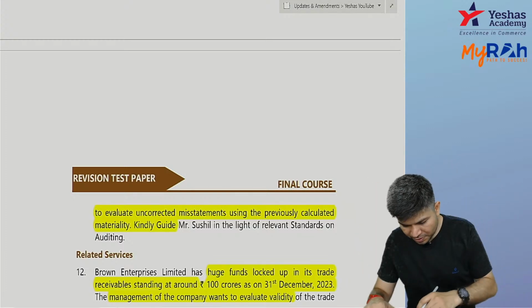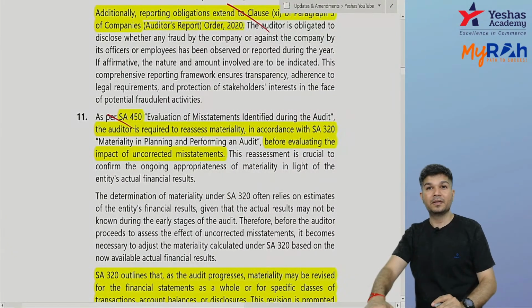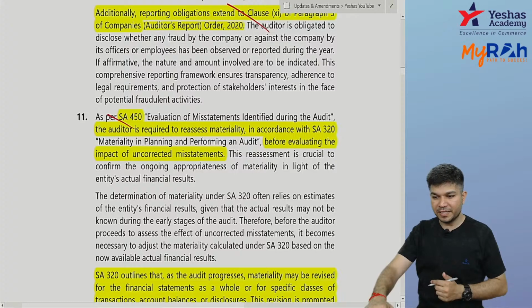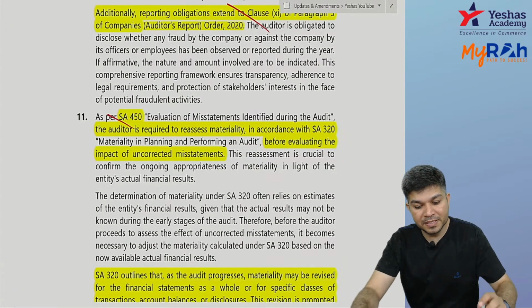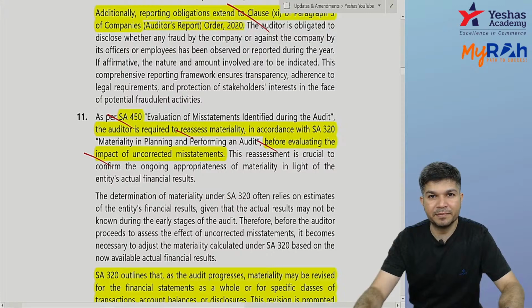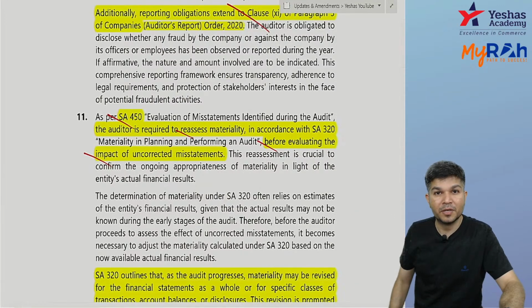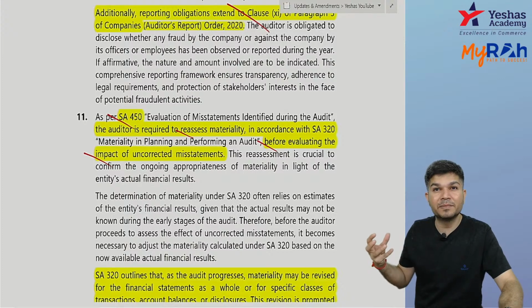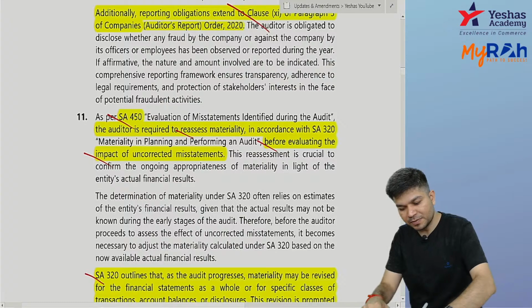Okay, so over here, let me just check the answer. SA 450 and SA 320, two things will be there. First, SA 450: you need to reassess the materiality before evaluating the impact of uncorrected misstatements. SA 450 is on evaluation of uncorrected misstatements. Before evaluating that uncorrected misstatement, you reevaluate the materiality level. Now, SA 320 says what?